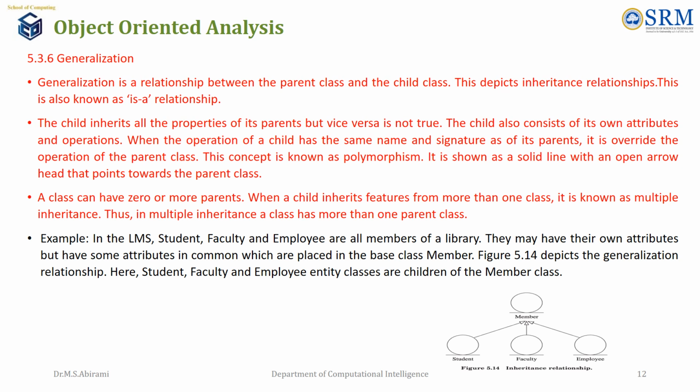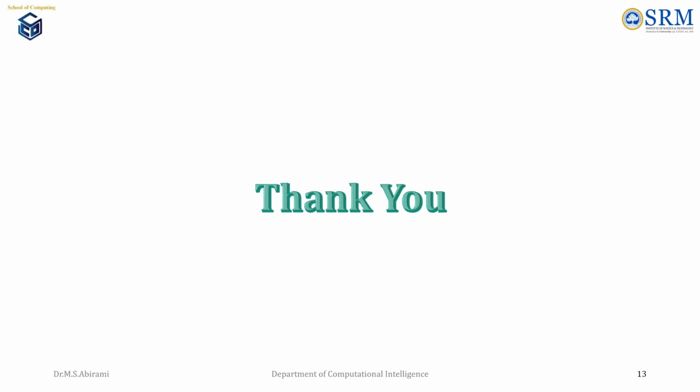Example, in LMS, student, faculty, and employee are all members of a library. They may have their own attributes but have some attributes in common which are placed in the base class member. Figure 5.4 depicts a generalization relationship. Here, student, faculty, and employee entity classes are children of the member class because they are the members of the university management system. Thank you.